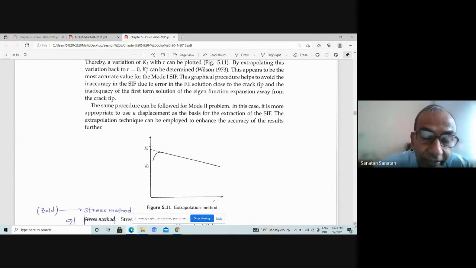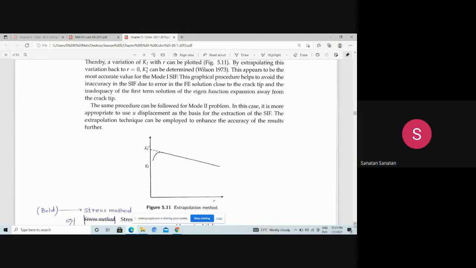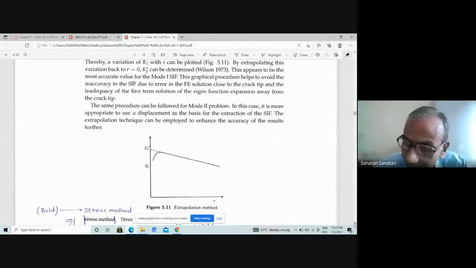It will vary along that solid line, and if you want to get the correct value, you make use of extrapolation. So you extrapolate this part where R actually has some finite value back to R equal to 0, and the intersection point will be the best result. So this is the extrapolation method, the stress extrapolation method.